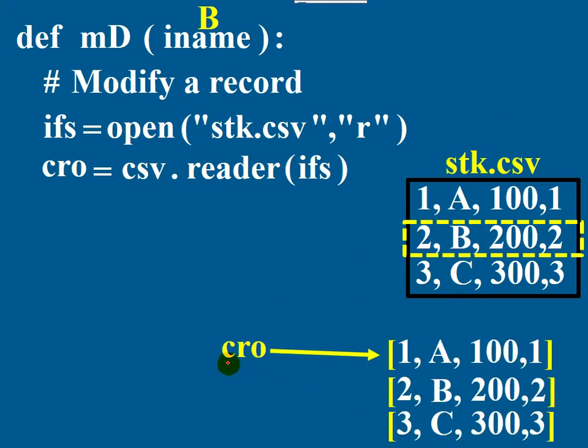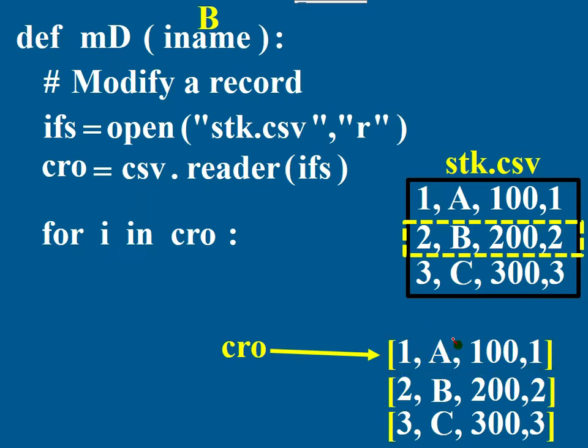So your CSV reader object contains all the rows of the CSV file, and all the rows are maintained as a list. Now I want each and every element of the CSV reader object. So how do you get each and every element of the CSV reader object? You can write the code like this: for i in cro. So for i in CSV reader object means you will get each and every element of the CSV reader object. Now each and every element is a list.